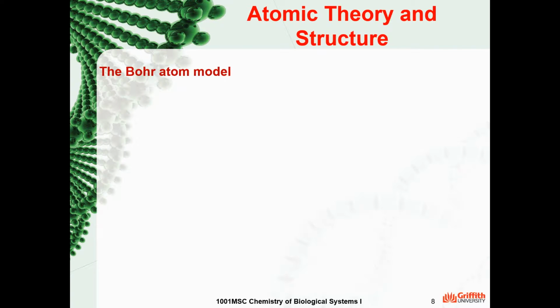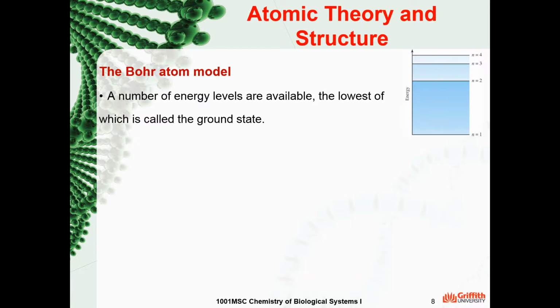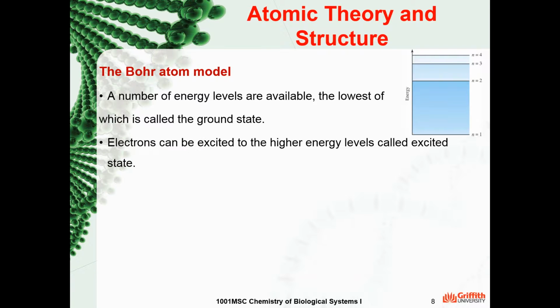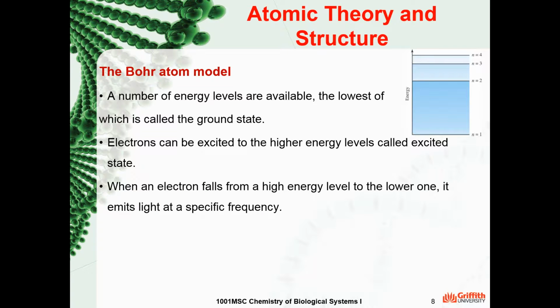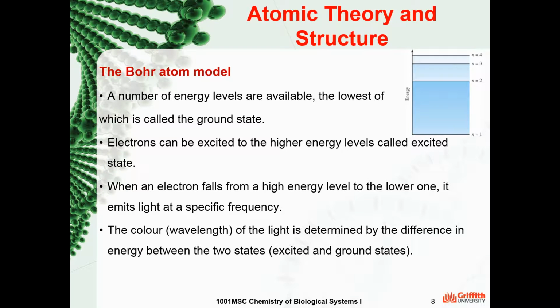All this introduction leads us to the Bohr atom model. The model suggests that each electron has different energy levels. The lowest level is called the ground state, and this is where the electrons spend most of their time. If an electron absorbs some energy, it becomes excited and moves to a higher energy level, called an excited state. After a while, it comes back to the ground state, and that's when it emits light at a specific wavelength. The wavelength of the light, which reflects the color, is determined by the difference in energy between the excited and the ground states.